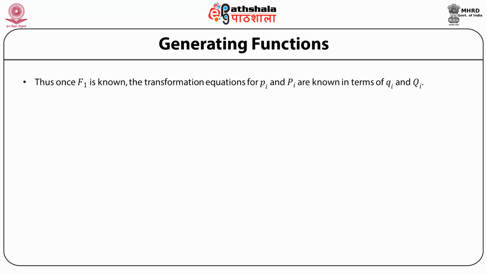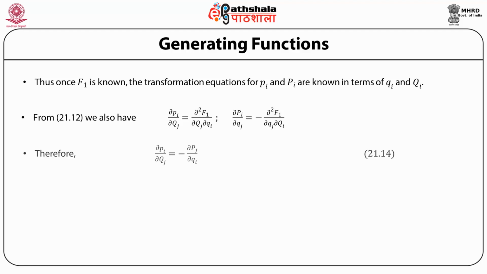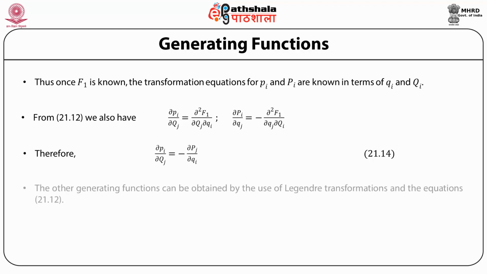Thus, once f is known, the transformation equations for the old and the new conjugate momenta are known in terms of the old coordinates qi and the new coordinates capital Qi. Namely, the partial derivative of the old conjugate momenta with respect to the new coordinate, ∂pi/∂Qj, is ∂²F1/∂qj∂Qi, etc. And therefore, we have the partial derivative of the old momenta with respect to the new coordinate equal to minus the partial derivative of the new momenta with respect to the old coordinate.